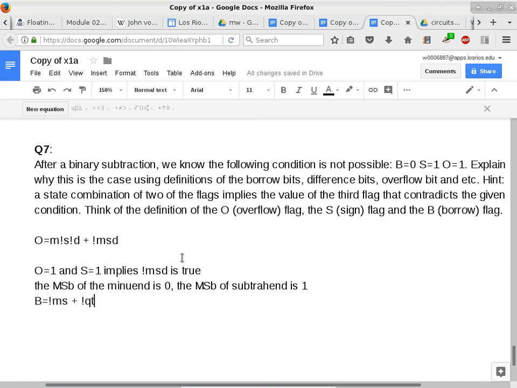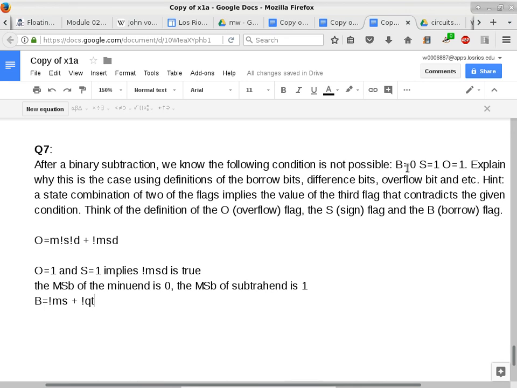But we already know that the most significant bit of the minuend is a 0, so not M is a 1. We also know that the most significant bit of the subtrahend is a 1, so lowercase s is a 1. We got a 1 already, so the borrow flag has to be set. But in the combination, I'm telling you that it is a 0. So now we have a contradiction. It is not possible. The borrow flag cannot be a 0.